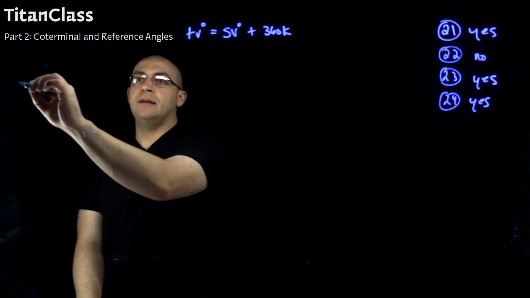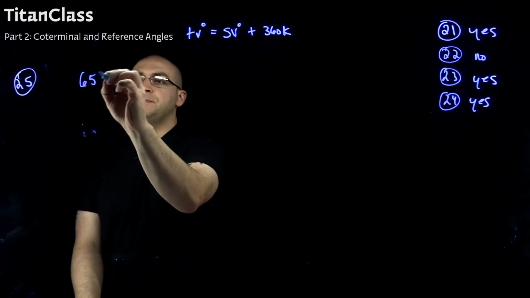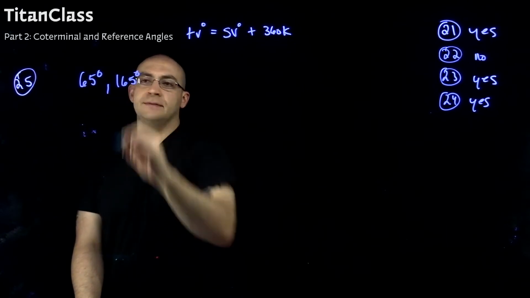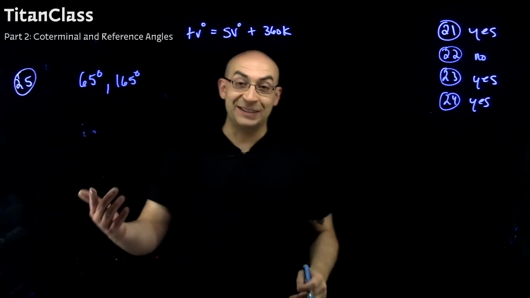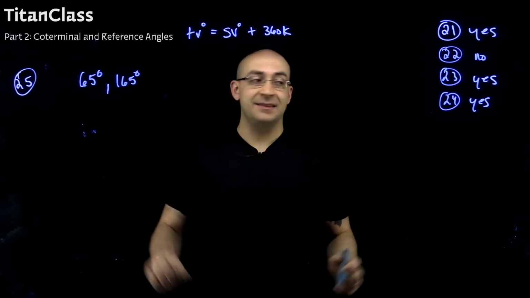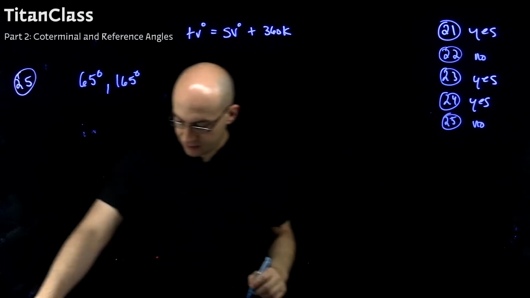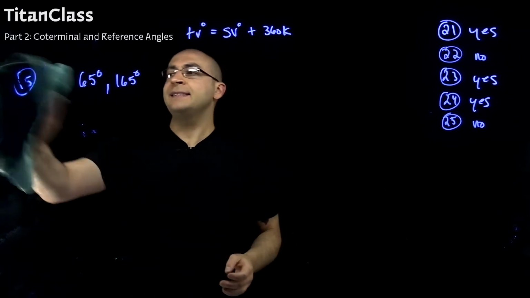Last one in the set. We've got a 65 and a 165. We don't even really need to do anything here, right? Because there's only 100 degrees in between. These are clearly not coterminal. So 25 is a no. All right, not bad. All right, next set of problems.